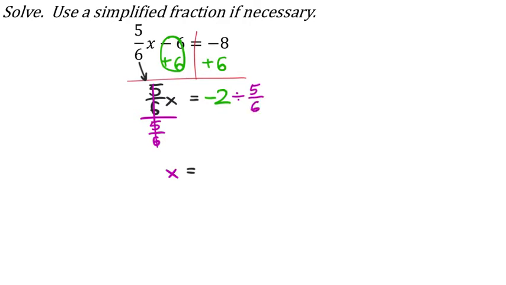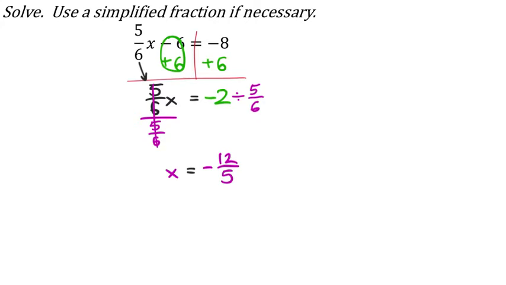Like I said, at this point, you could do this by hand by reciprocating the fraction and changing the operation to multiplication, but I'm just going to use the calculator to do it. That's negative 2 divided by fraction button 5/6. Enter. And I got negative 12/5. Yeah, it says use a simplified fraction as the final answer anyways, so that's what I'm going to do. I'm going to keep this as an improper fraction.